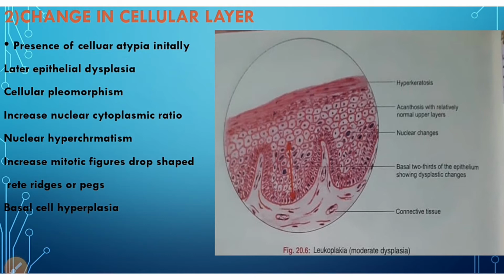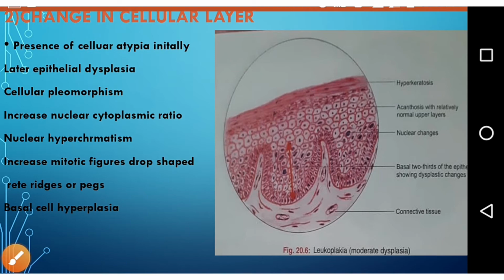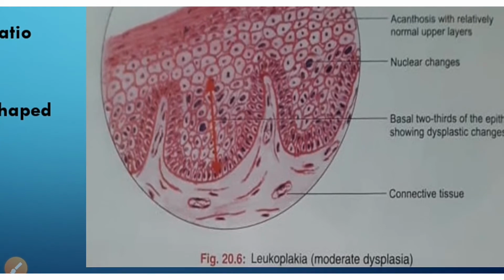And there are drop-shaped rete ridges or pegs. These are the rete ridges or pegs. If you see this shape, it becomes drop-shaped, resembling a water drop. And also there is basal cell hyperplasia. If you see the basal layer, the last layer, their number increases rapidly and they undergo hyperplasia.